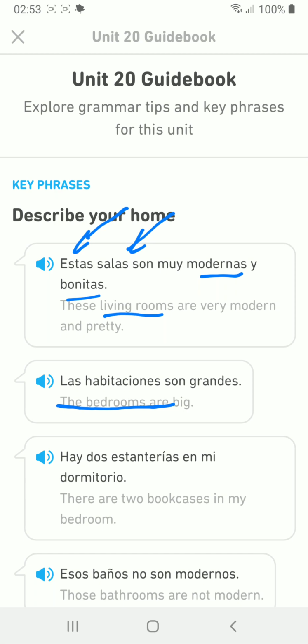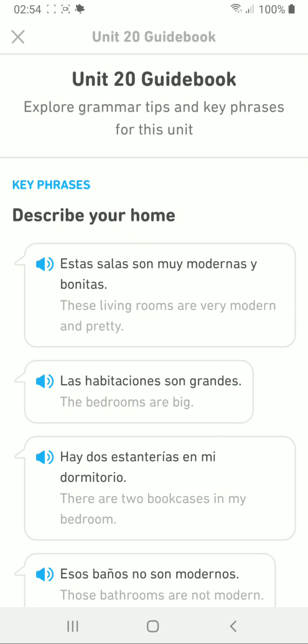So where you sleep. Donde dormimos. Yo dormo, dormí, dormimos, ¿sí? Nosotros dormimos en las habitaciones. We sleep in the bedrooms.